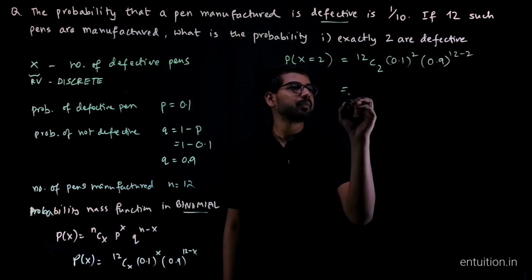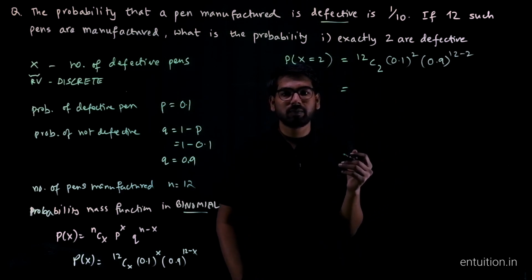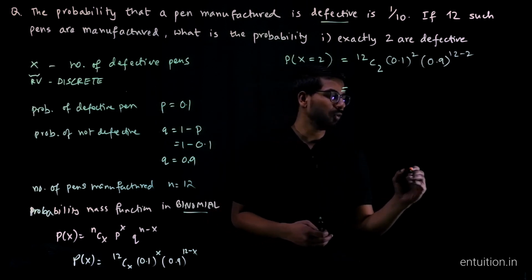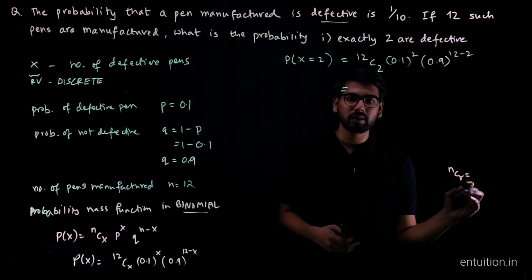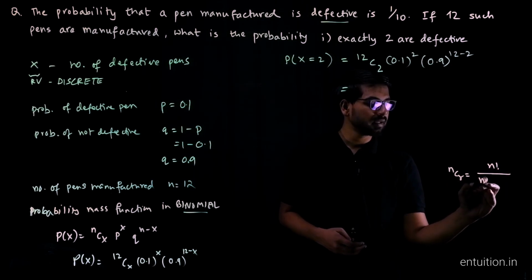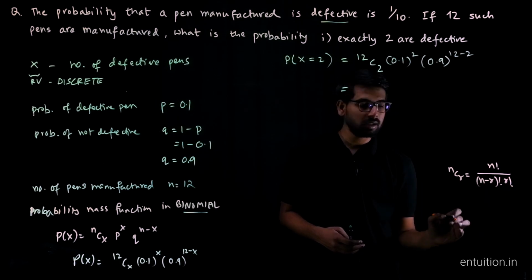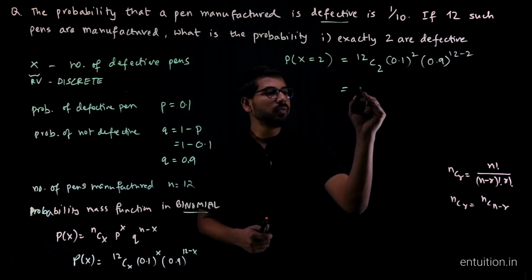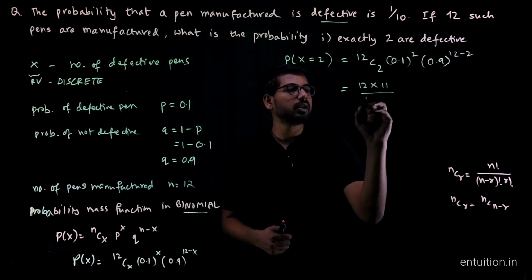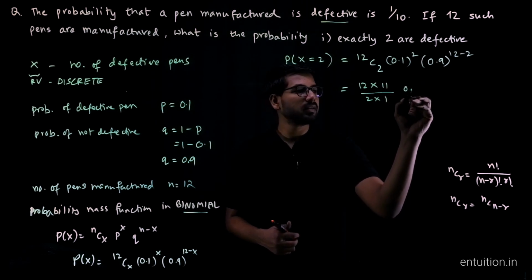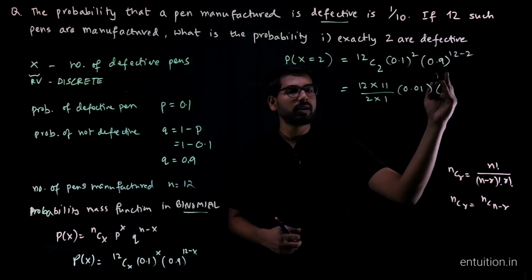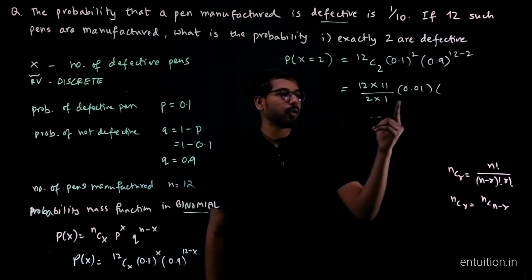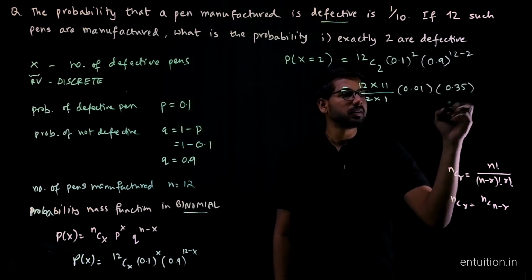So that will be 12C2. How do you evaluate nCr, or combination things? We know the formula: nCr is n factorial by (n minus r) factorial into r factorial, or we can use the formula nCr is equal to nC(n minus r). So 12C2 is evaluated as 12 into 11 by 2 into 1, 0.1 square is 0.01, and 0.9 power 12 minus 2. What is 0.9 power 10? Use your calculator. 0.9 power 10 is 0.35.